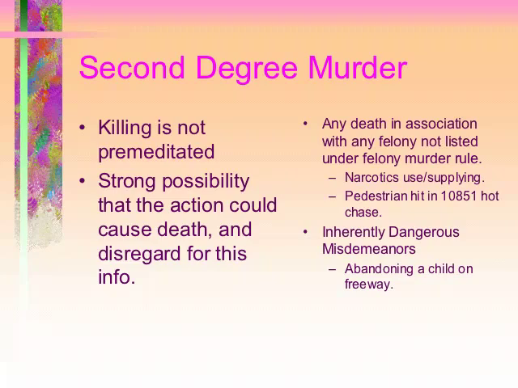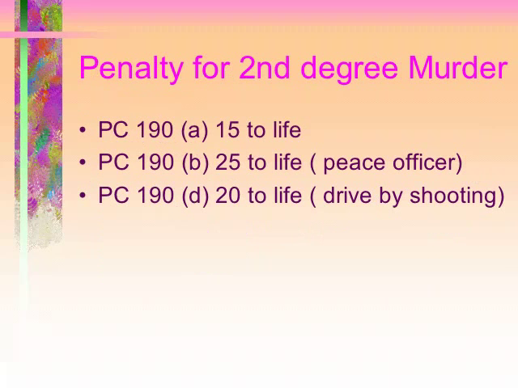Inherently dangerous misdemeanors like abandoning a child on the freeway. Another example is where we had a case in Berkeley where two parents decided to celebrate because they had a baby. Baby had a little bit of a cold and a little bit of a fever, and the two parents got high, passed out, and the baby died because they didn't pay attention. Penalty for second-degree murder can be 15 years to life, 25 to life if it's a peace officer, and 20 to life if it's a drive-by shooting.